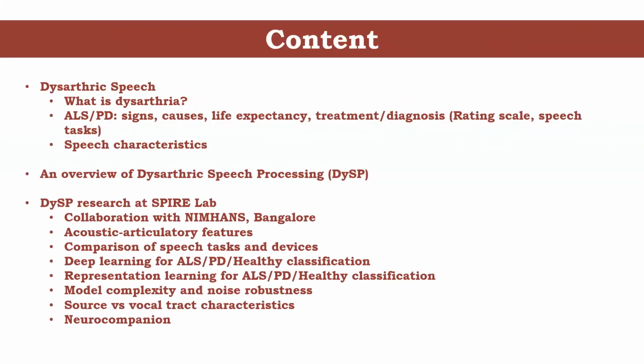So here is the presentation plan that I'm going to go through. It has three main components. One is dysarthric speech: what is dysarthria, two specific causes of it, and the kind of speech characteristics you get. I will talk about those in a lot more detail. Then I'll give you an overview of dysarthric speech processing, which I call DYSP, not DSP, and you'll see the varieties of research and development problems needed in this area.